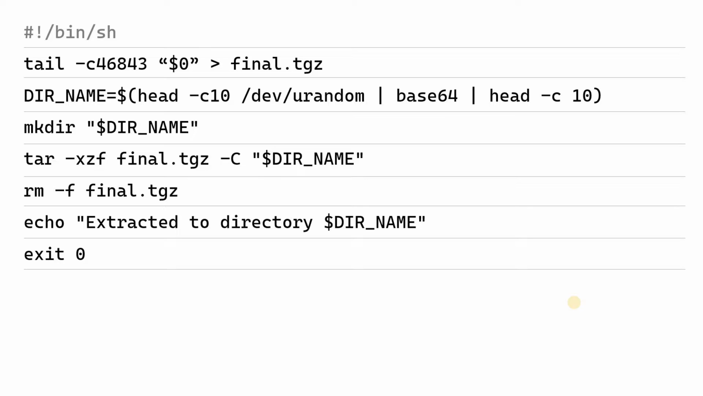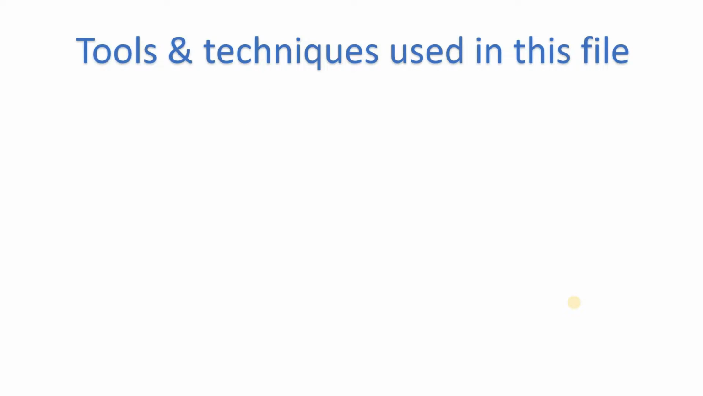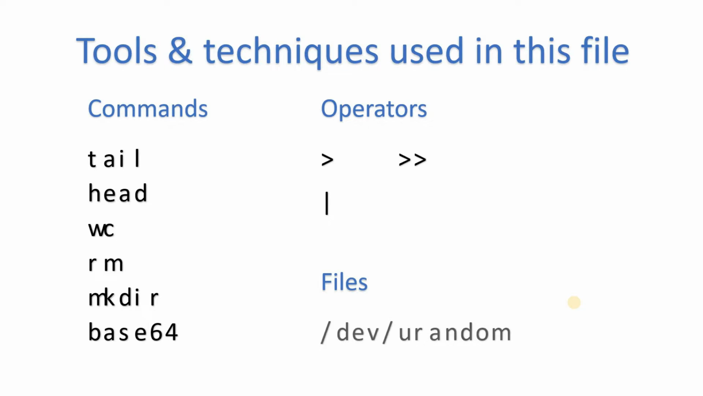Before going into detail of these commands, I will show you a summary of what techniques and tools are used in this. First, there are a few commands, as you can see in the previous screen: tail, head, word count, remove, make directory and base64. And there are operators, two variants: one is the redirection operator, another one is the pipe operator. And we are using one device file named /dev/urandom. I will go into detail of these commands.